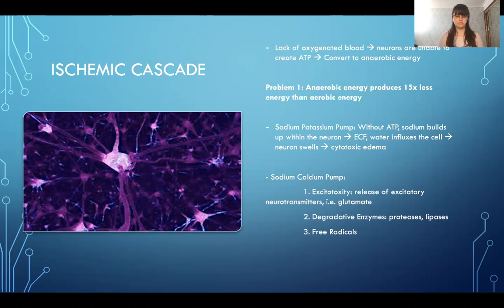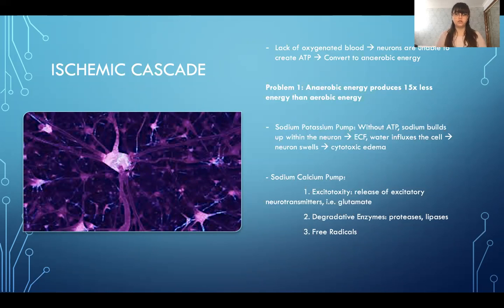Due to the lack of ATP, the sodium-potassium pump retains sodium within the neuron. As the cell releases potassium, extracellular water is drawn into the cell aiming to dilute higher levels of sodium. Unfortunately, the neuron swells, and this is known as cytotoxic edema.